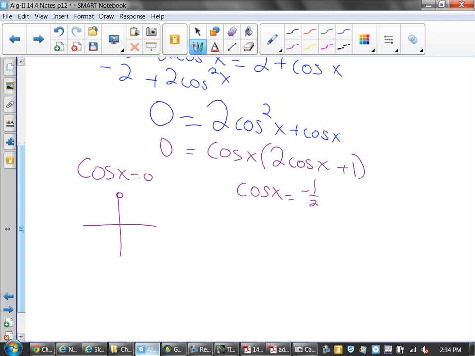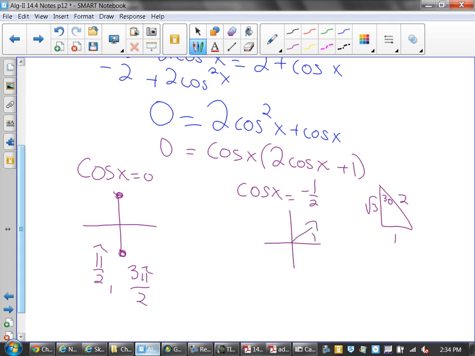Pi over 2? 3 pi over 2. Okay. Where is cosine equal to negative 1/2? Which triangle are you in? We're in the 30, 60. Which one of those gives me the negative 1/2 of the cosine? The pi over 3, very good.